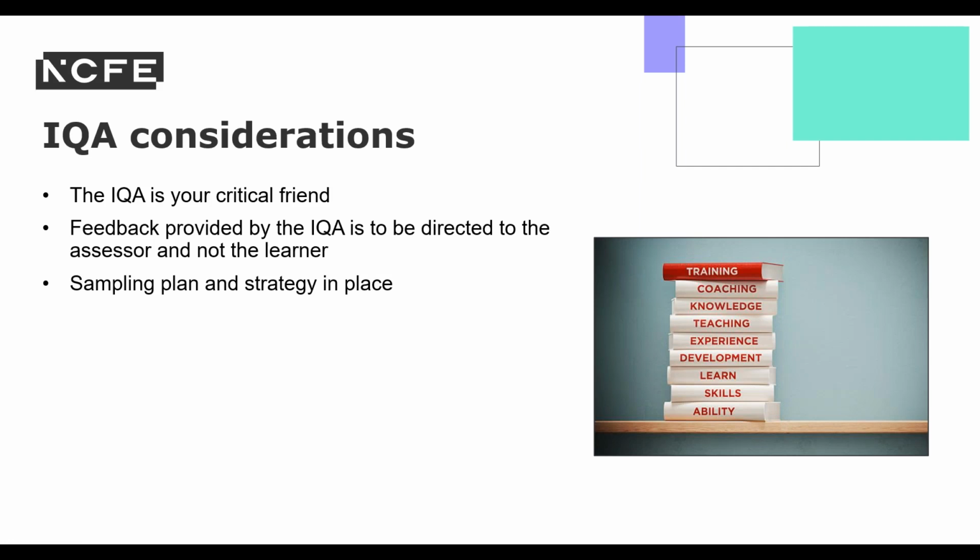You should have an IQA sampling plan and strategy in place, which outlines the IQA activities that you will complete over the 21-22 session. I would recommend that as part of your sampling plan, you sample a full grade profile to ensure consistency of the assessment decisions across the cohort. So for example, if learners have achieved Level 2 pass, Level 2 merit and Level 2 distinction grades, the IQA should select a sample from each of the grades achieved.